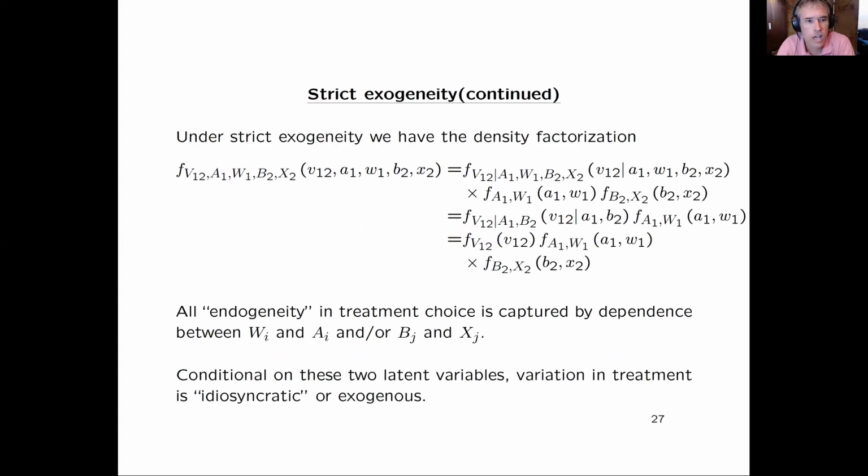I think in the interest of time, I'll skip the math, but what this strict exogeneity assumption is saying in this context is that all endogeneity in the treatment choice is captured by dependence between the policy and these unobserved unit-specific latent heterogeneity terms. And if we could condition on these two latent heterogeneity terms, the remaining variation in treatment would be idiosyncratic, which is very much what we think about when we think about the most basic primitive linear panel data model.